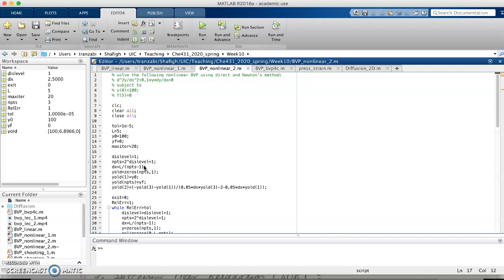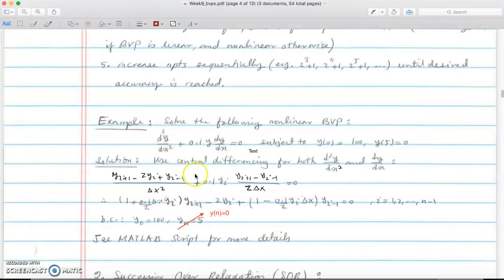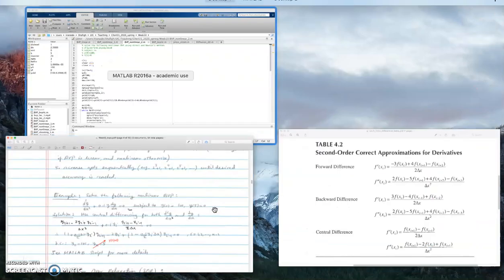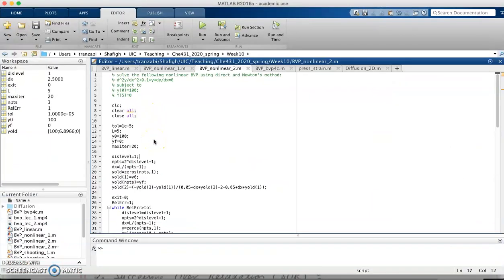So that means I can solve y1 from here without even actually using Newton's method, because I only have one unknown. There's no system to solve. You see how simple this is if we have only 3 points across the domain, and that means it's simple if we have discretization level equal to 1, which means low resolution. So at low resolution, the problem can be solved even without Newton's method.